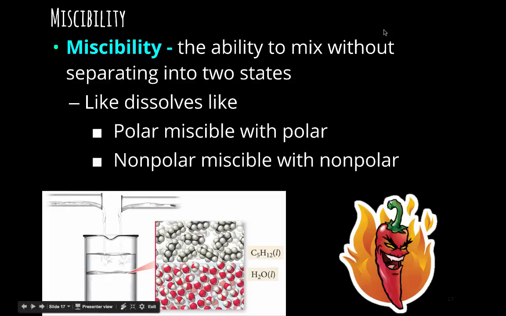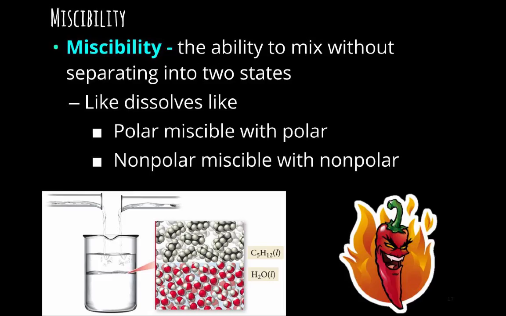Something that's related to this is a property called miscibility. Miscibility is basically whether two things will mix together. Miscibility, by definition, is the ability to mix without separating into two states. The easiest way to remember this is that like dissolves like. So if you have a polar substance, it's going to mix with another polar substance. If you have a nonpolar substance, it's going to mix with another nonpolar substance.